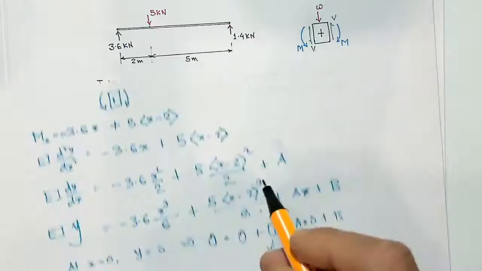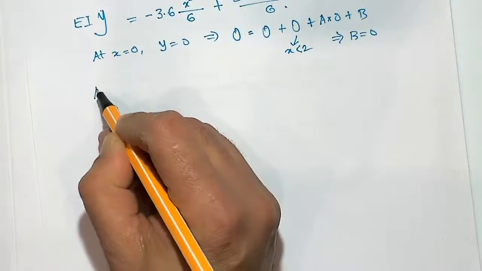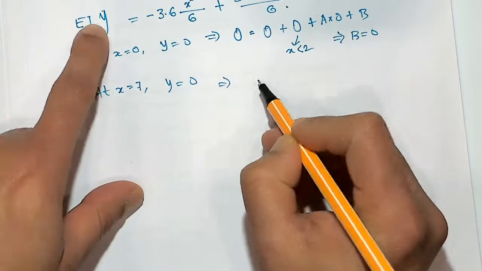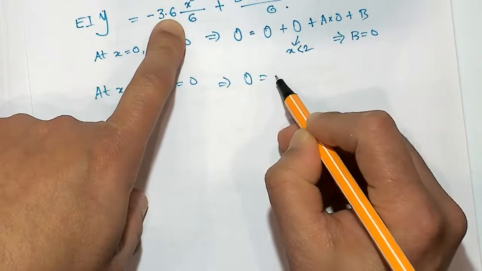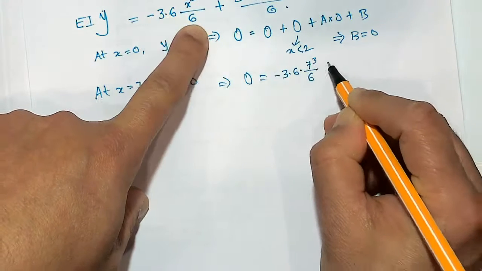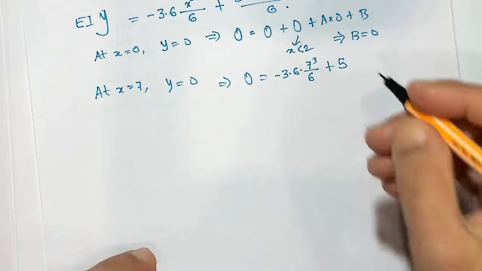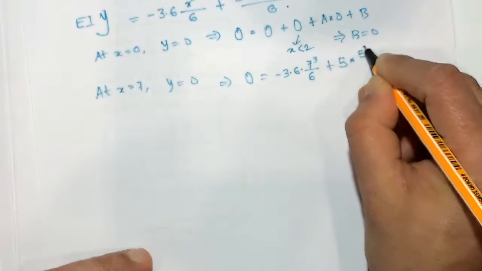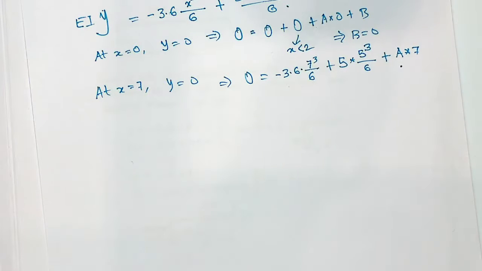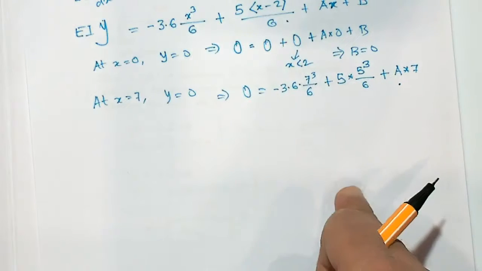And then you also know that at x equal to 7 meter, I've got another support. So the displacement is 0. So at x equal to 7 meter, my displacement is 0. So you'll get, again, this is 0. So 7 meter means minus 3.6 times 7 cube over 6, plus 5 times, now 7 minus 2 is positive, so yes, I can use that now, 5 times 5 cube over 6, plus a times 7. So this will give me the value of a. So once I know the value of a, I can go back to these expressions and draw my diagram.